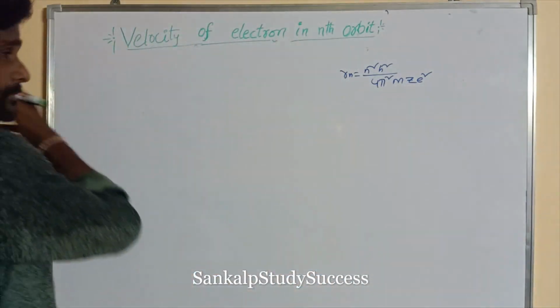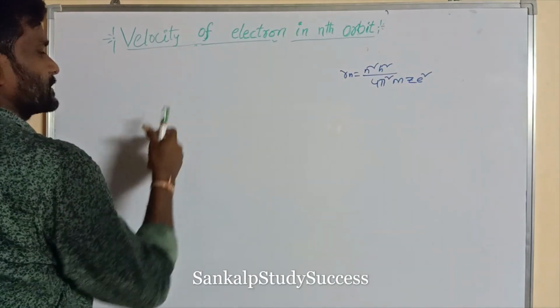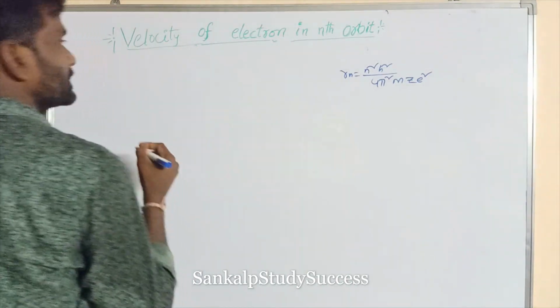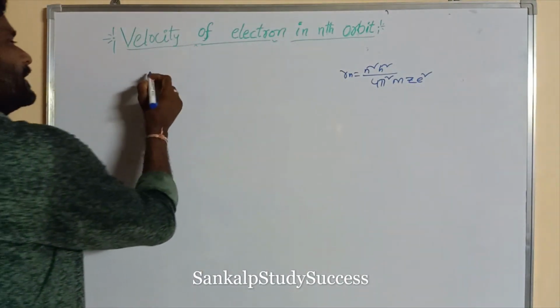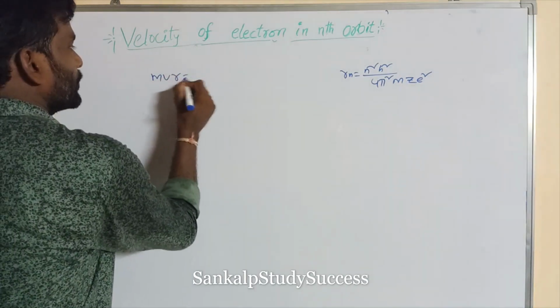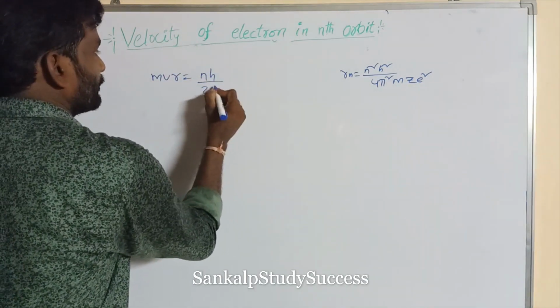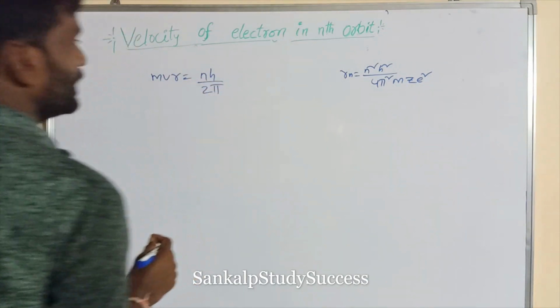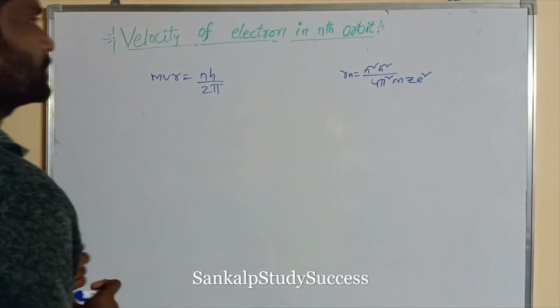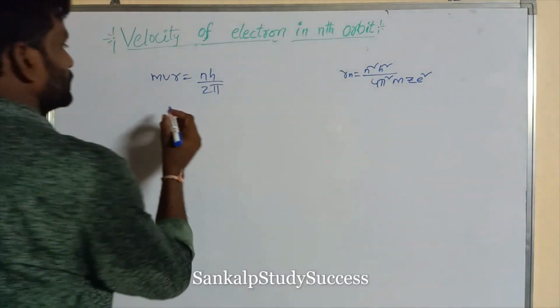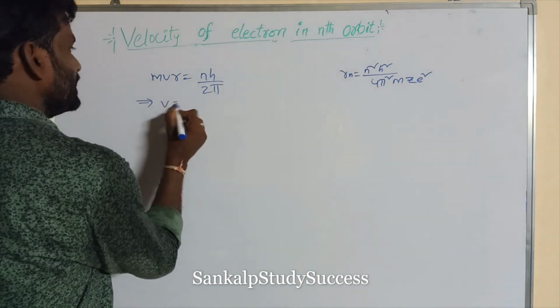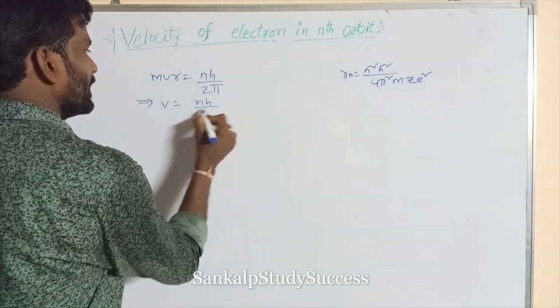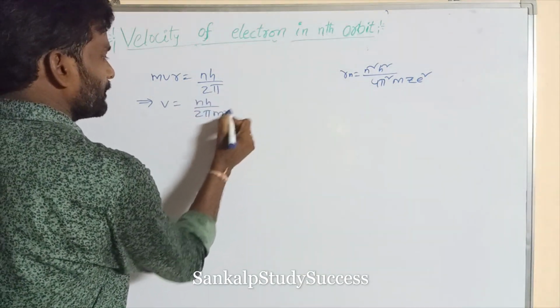So according to Bohr's postulates, we know that mvr is equal to nh by 2 pi. So here v is equal to nh by 2 pi mr.